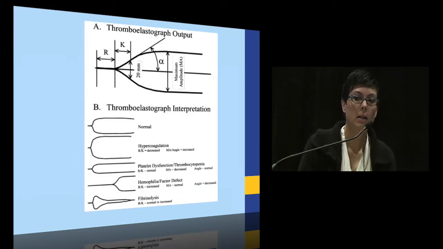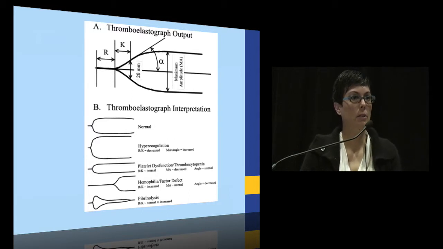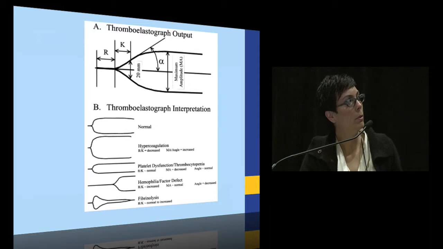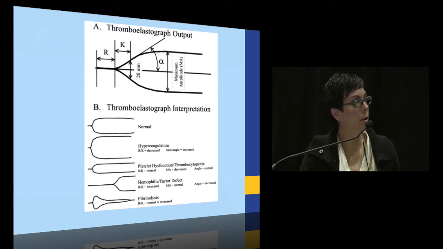Here are a couple of examples, if you have seen the TEGs or read about it way back when we were all studying for our anesthesia boards. Here's just a common thromboelastography output. So normal, okay? And so you have your factors. Here's your angle, your maximum amplitude. You have your R here. Okay, and now you can see the difference.